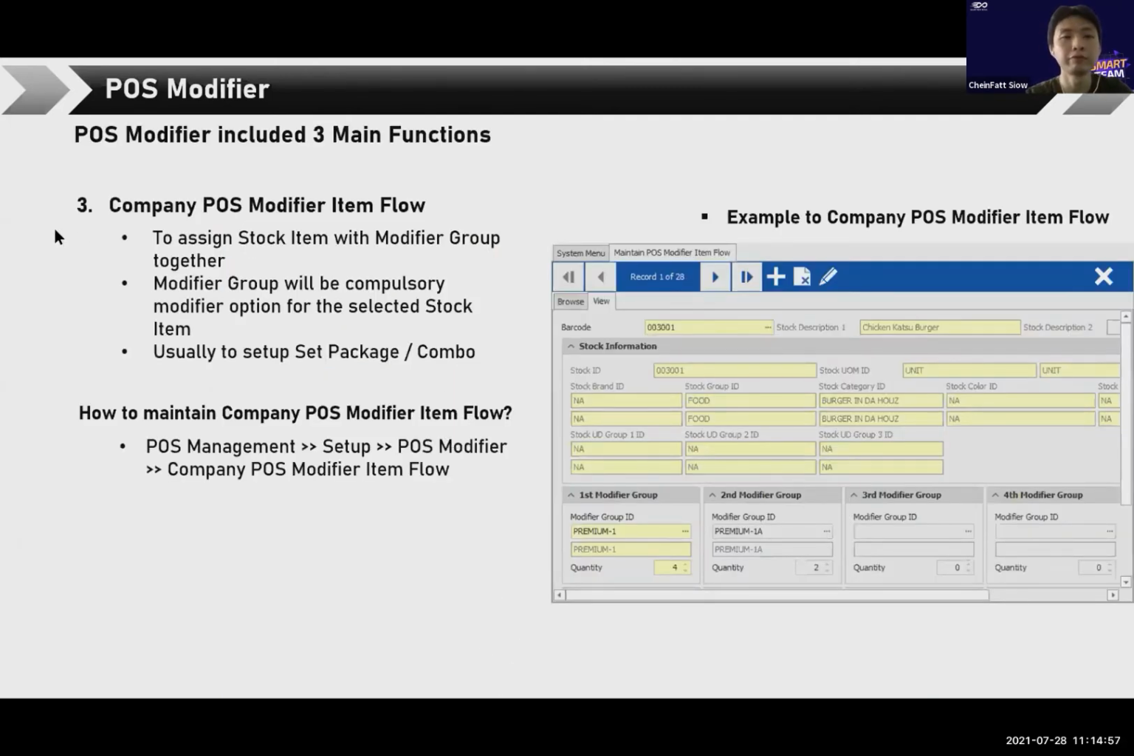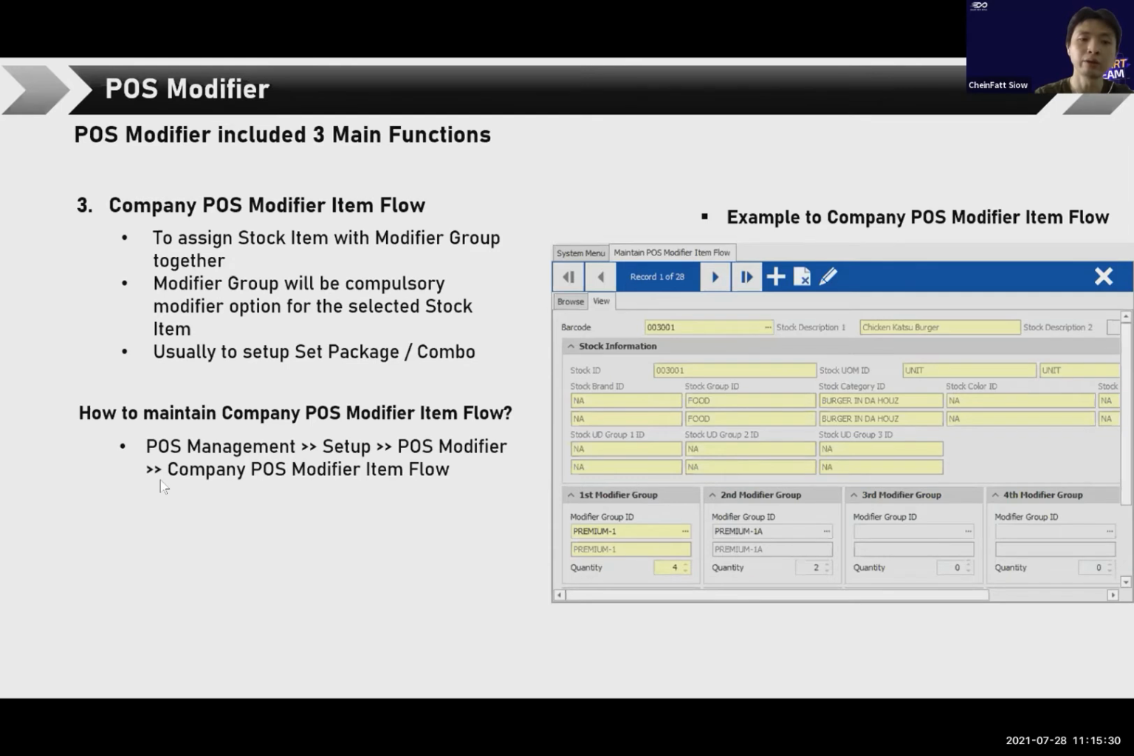Okay. After we set up that tool, if you want to assign the stock item with the modifier group together, then the modifier group will be compulsory, the modifier option for the selected stock item. Usually this one we set up for the set package or combo for the F&B system there. Okay.